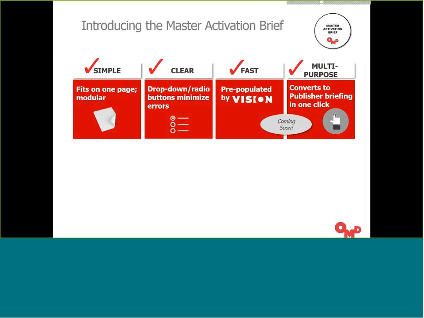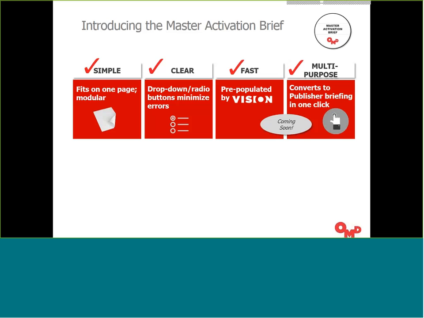It's super clear. We've included drop-down and radio buttons to minimize human error. It's very quick to fill out, and coming soon, it will actually be pre-populated for you in Vision. And then it's also going to be multi-purpose, so you'll be able to repurpose it for a publisher RFP with one click. So all of that is coming soon.